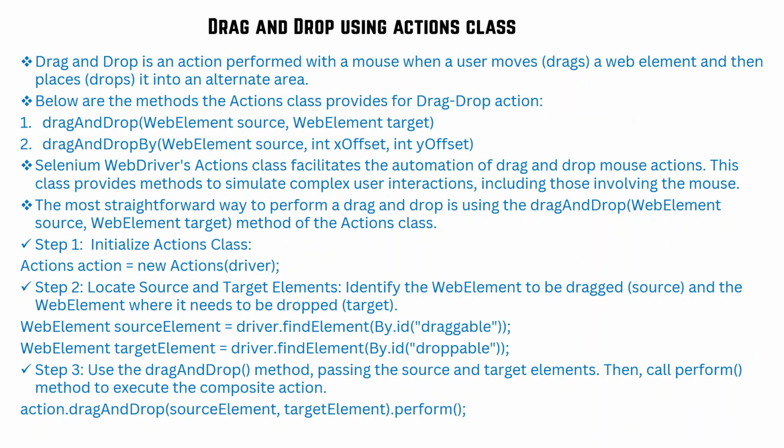Drag and drop is also a method from the Actions class which is used to drag an element and drop it somewhere. There are two things we can do: drag and drop completely, or drag the same element and just leave it with some pixel movement, either top to bottom or left to right. Drag and drop means there will be a source and target element required, whereas drag and drop by means source and x-axis offset value, y-axis offset value.